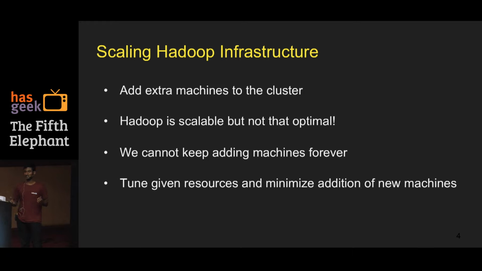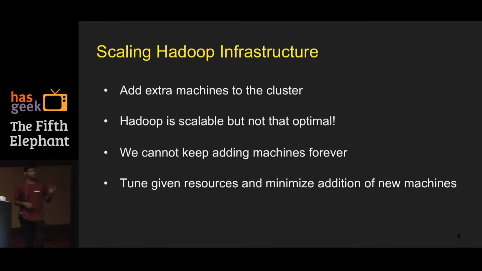Even if you add extra machines, the given cluster may not have the right configurations. Even if you run a job, Hadoop doesn't guarantee that the job will run optimally on the cluster. In addition, you cannot keep throwing machines to improve your performance forever. Adding machines is a huge investment. So once we decide that we need to tune the given resources, once we know that we cannot keep adding extra machines, we need to try and get the same performance by tuning the given resources, right?